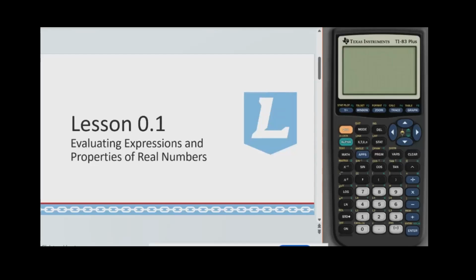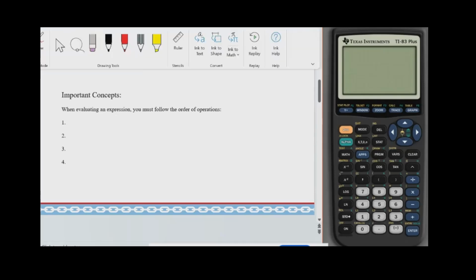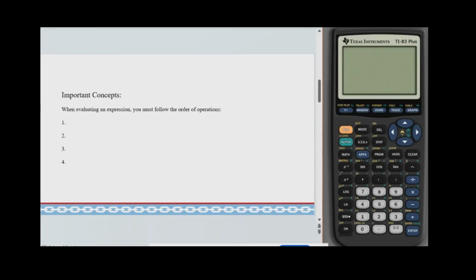Kicking off our first review lesson, lesson 0.1, evaluating expressions and properties of real numbers. So looking at this, we are going to have some review. Evaluating an expression must follow the order of operations, right? We've done this before. You've done this in previous classes. So when evaluating an expression, you must follow the order of operations.